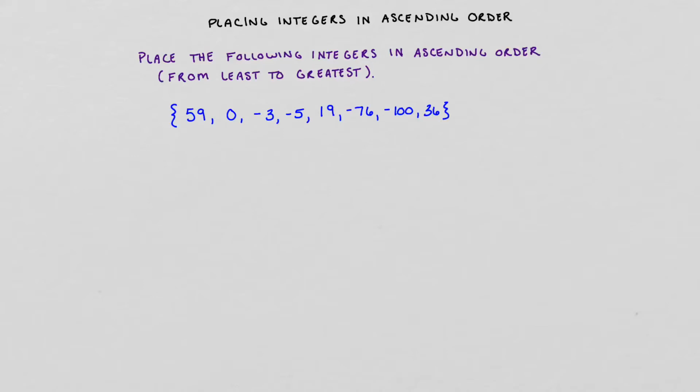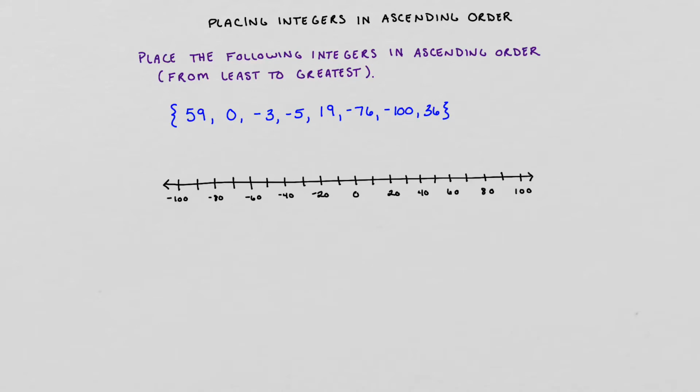Our goal is to reorder them in ascending order. In other words, putting these numbers from smallest value to largest value. The best way that I would encourage you to do this, if you are more visual, would be to create a number line. For this number line, I'm going to use one that goes from negative 100 to positive 100 using a scale of 10. So each tick mark that you see is going up by 10 units.